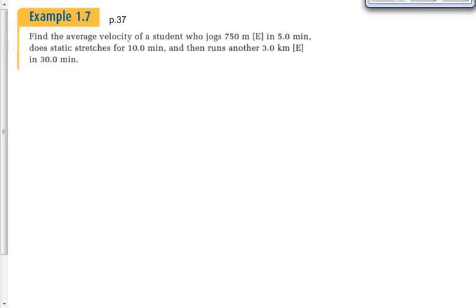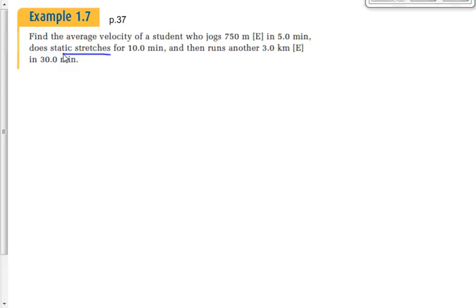What do you got here? You got positions, you got displacements, what do you got here? Those are displacements, good. Now, what does this term here mean, static stretches? Notice I'm not going straight to an equation. Notice I'm thinking about the question here first, right? I'm asking you guys what we've got, displacements or positions. I want to know what some of the words mean. Yeah, he's not moving. So he's running for 5 minutes, and then he stops for 10 minutes, and then he runs again slowly for 30 minutes.